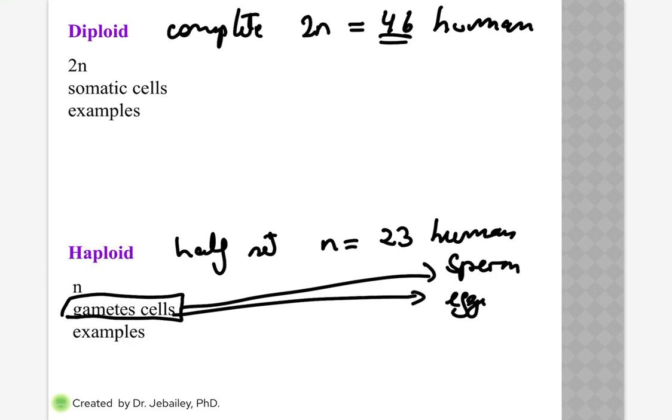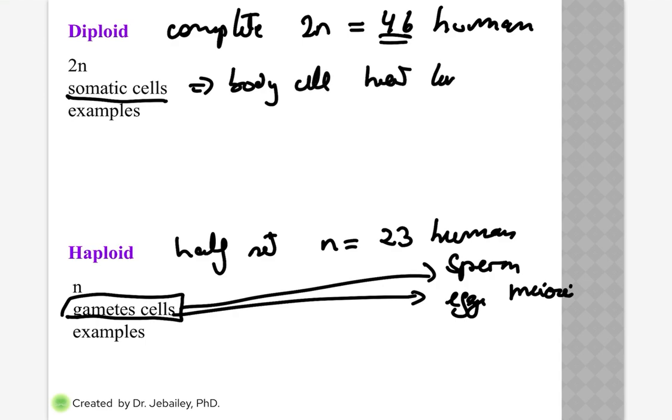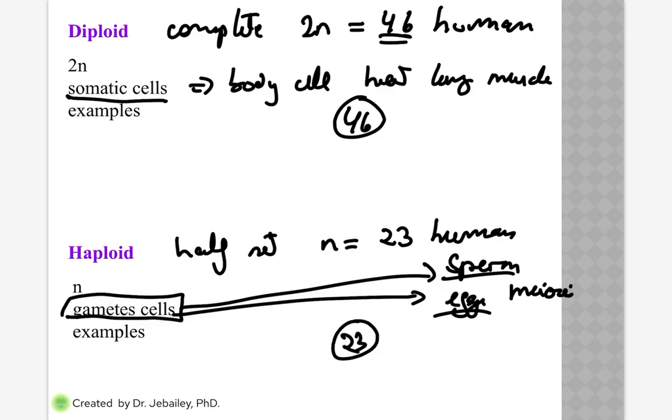And these can only be produced during meiosis. Now, somatic cells is another word for body cells. Examples can be the heart, the lung, or the muscle. These are all considered somatic cells, and all of them have 46 chromosomes, while the sperm and the eggs have 23.